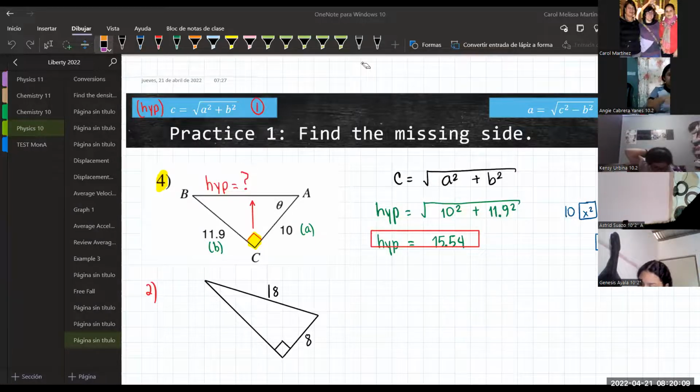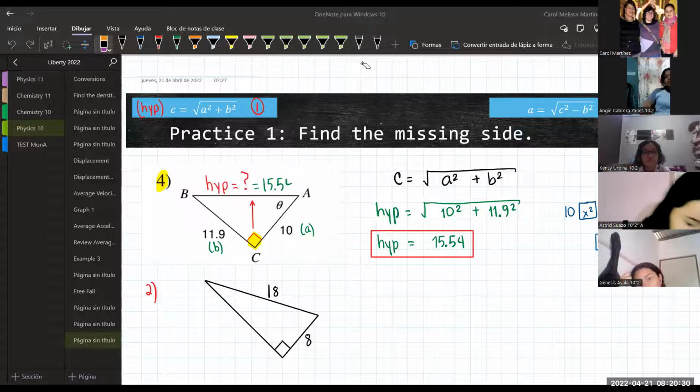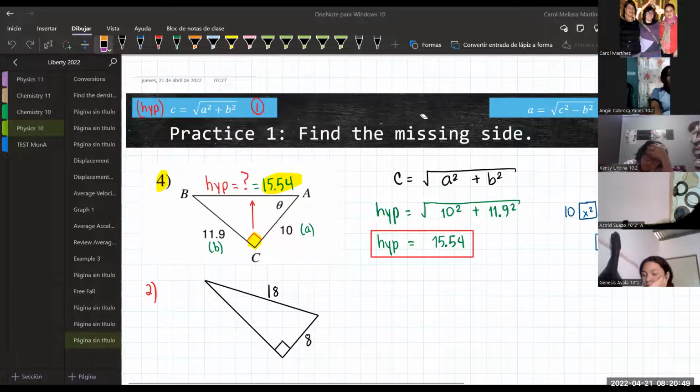But whenever we have an answer, we always need to analyze: does this answer make sense? Remember the definition of the hypotenuse that I gave in the beginning. The hypotenuse is the longest side. So now that we know that the hypotenuse is 15.54, does it make sense? Is this the longest side? Yes or no? Yes. So it makes sense. It's not just about getting an answer, okay? It's also about analyzing what we got. So hypotenuse 15.54 makes sense. I don't know if it's good, but at least it makes sense.